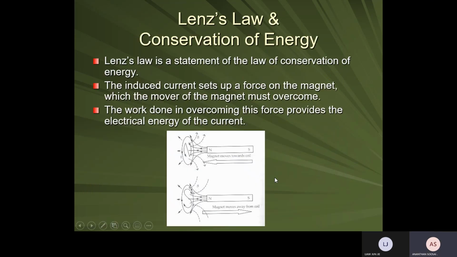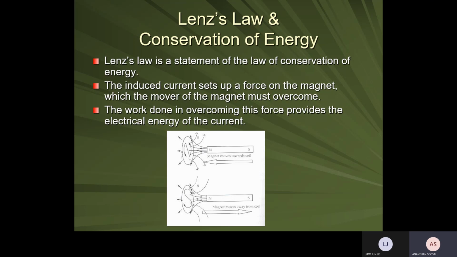Okay. Actually, Lenz's law is based on conservation of energy. Lenz's law is a statement of the law of conservation of energy. The induced current sets up a force on the magnet, which the mover of the magnet must overcome. Like, you push the magnet downwards, the coil is going to create a magnetic field upwards. So you have an opposing force. So you have to overcome that opposing force.